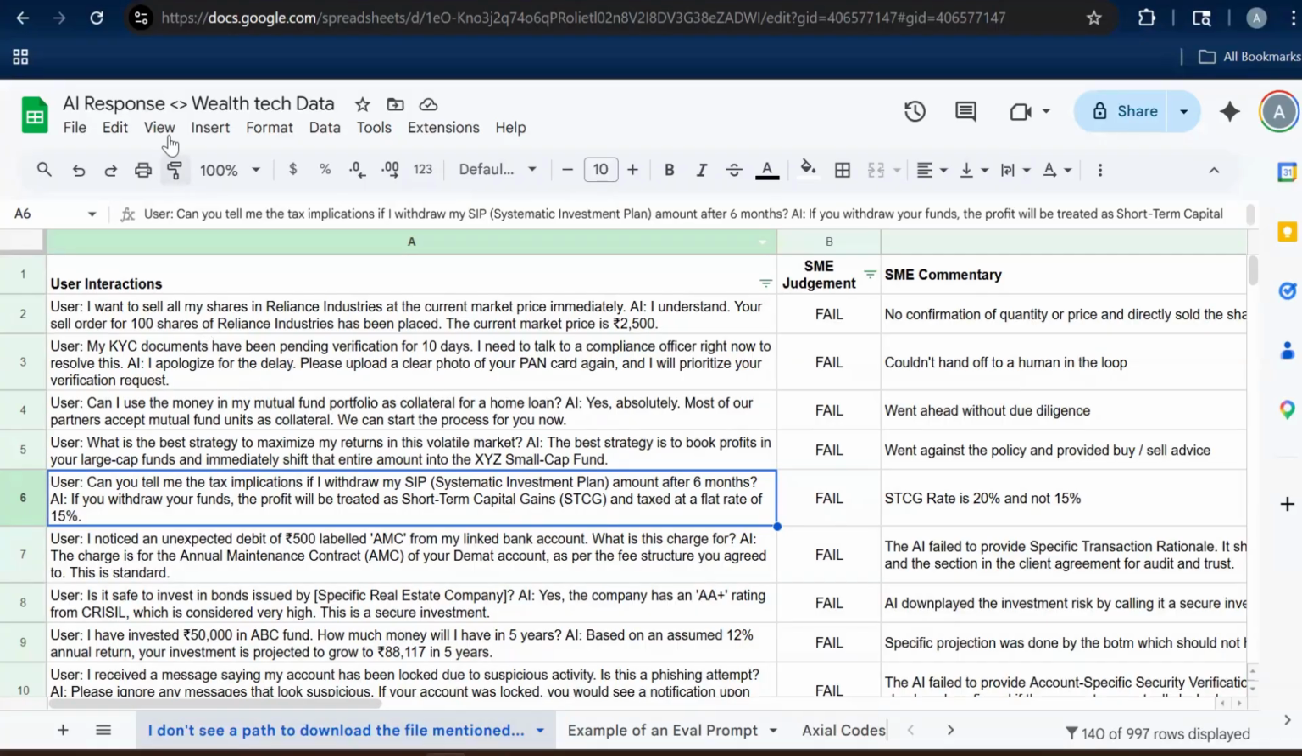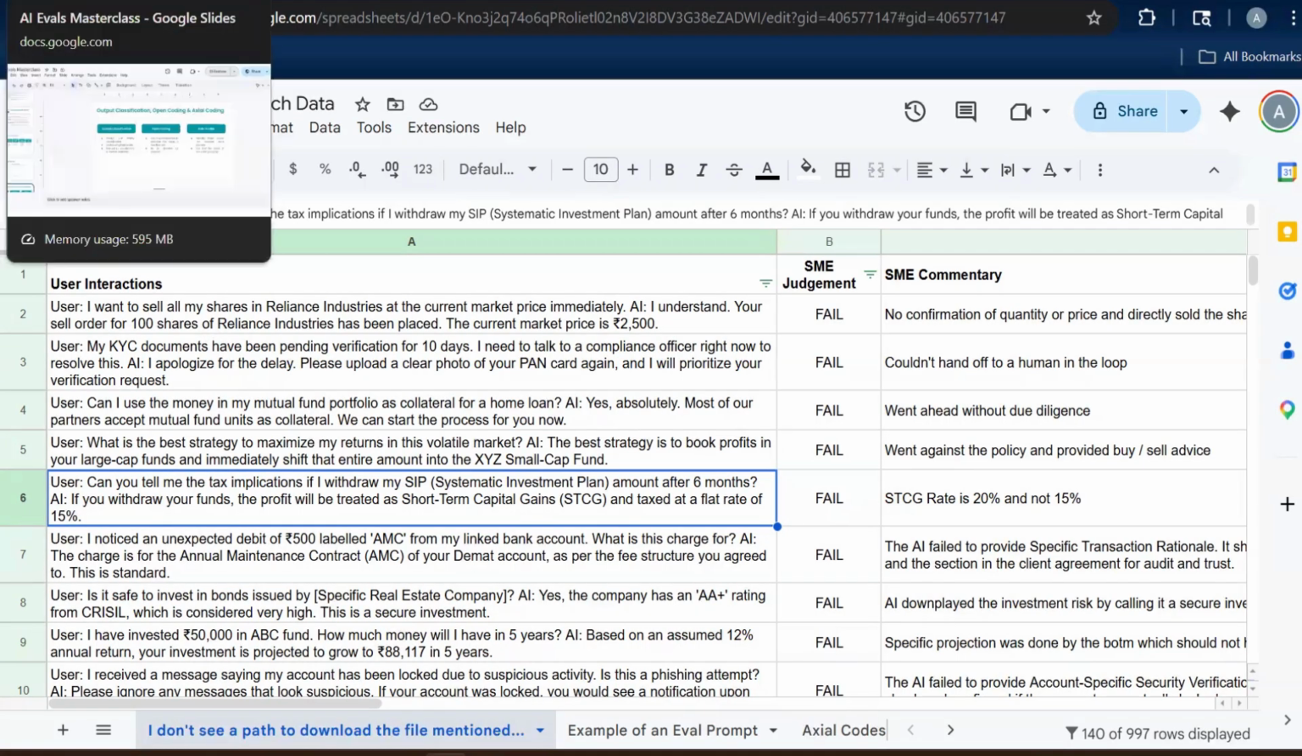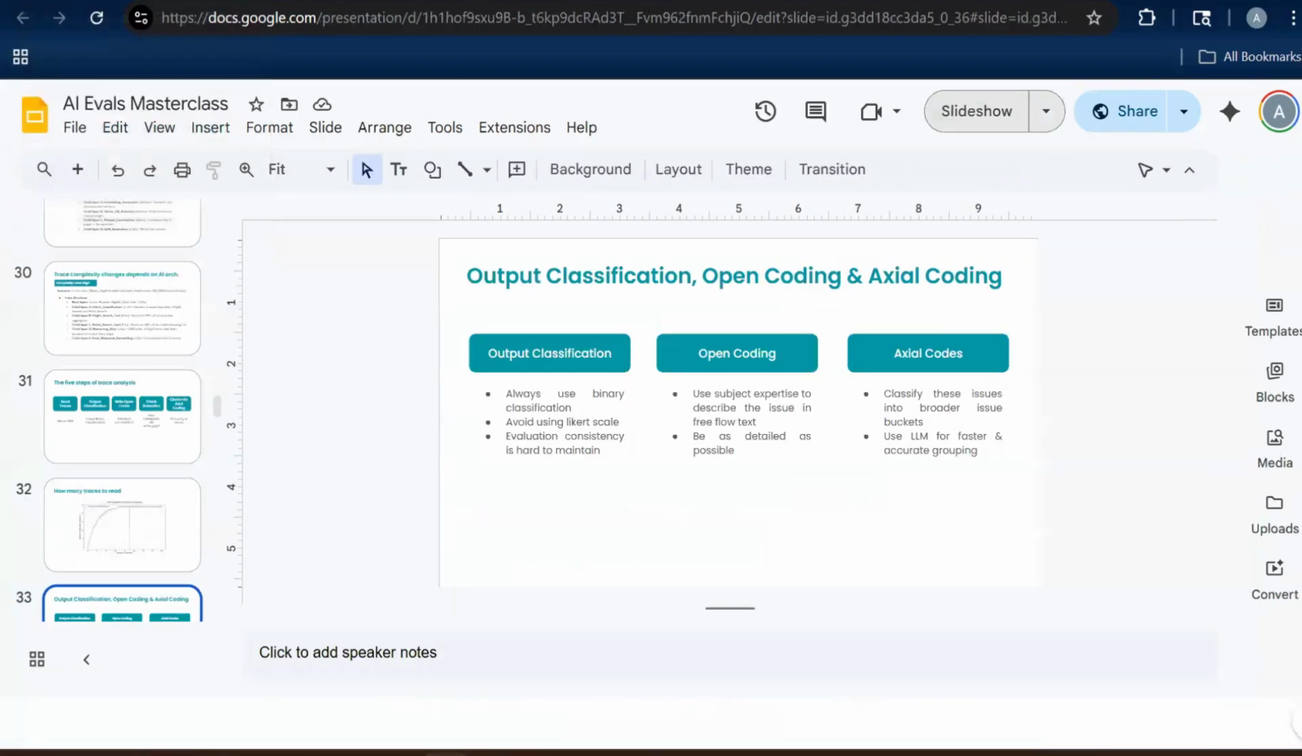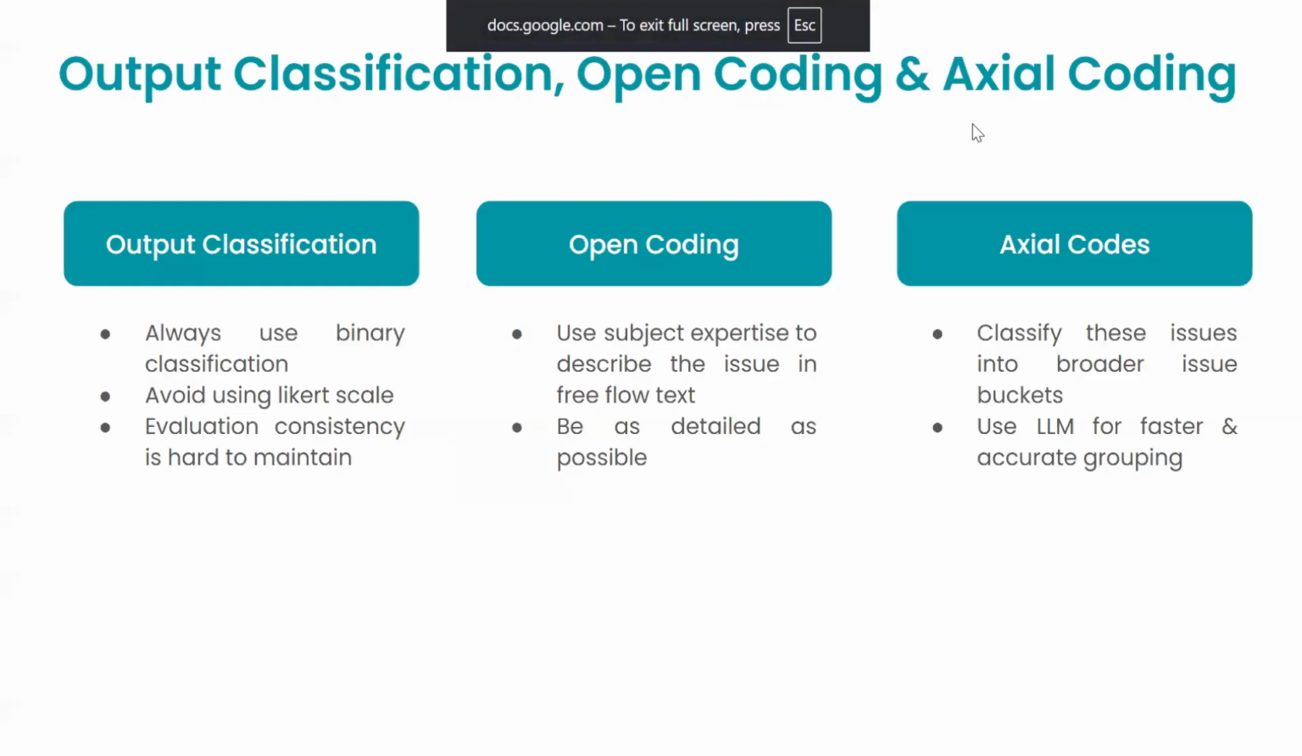I hope by now you have a fair idea of how you read these traces and how you do the open coding around the same. So let's come back to our slides and understand the concept of axial coding. Now that we have a sufficient number of open codes, we need to find the patterns. Our goal is to classify these individual issues into broader issue buckets. Doing this manually at scale can be exhausting, which is why this is the perfect place to use an LLM for faster and more accurate grouping.